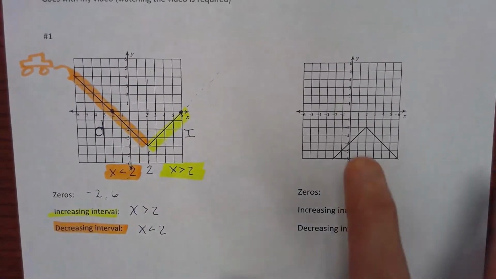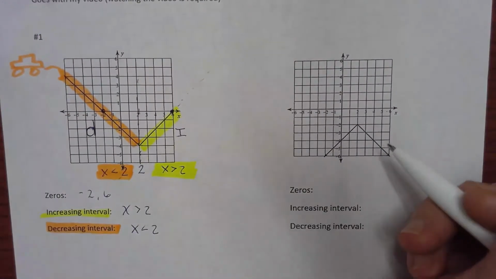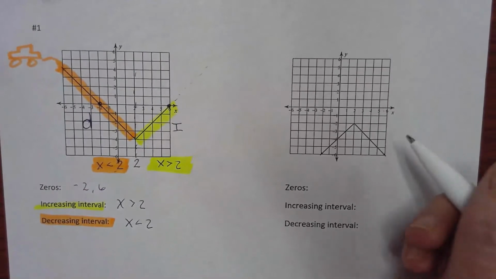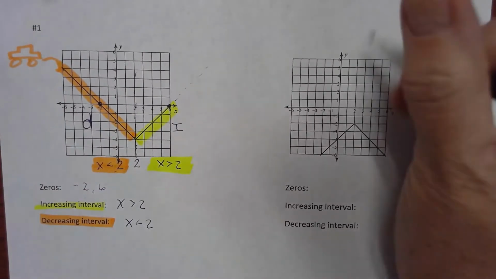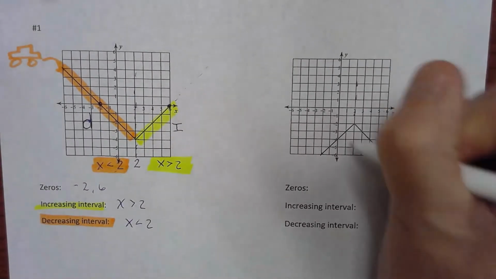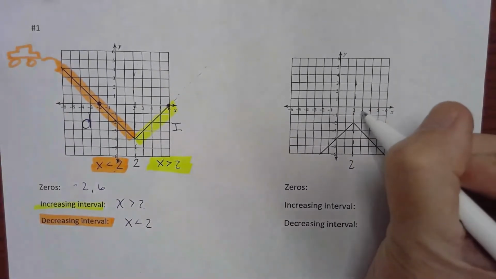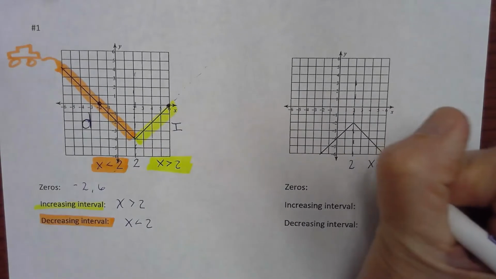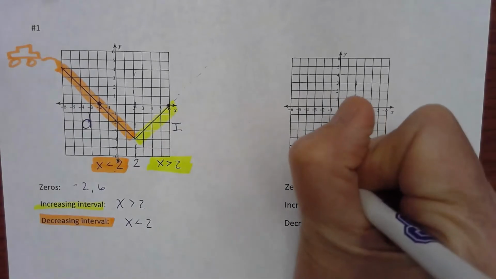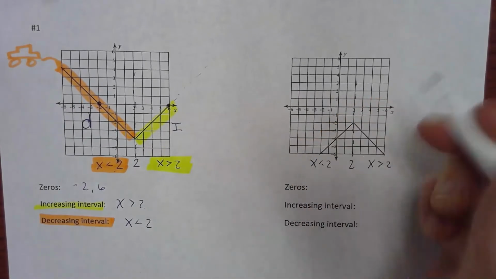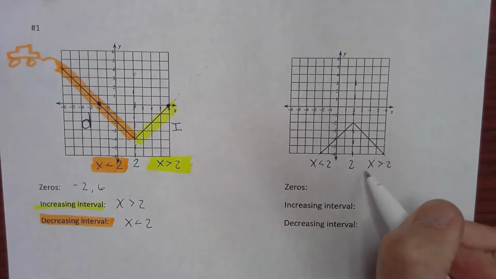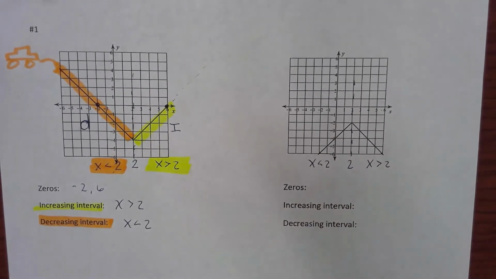Okay, we're going to do a second one. Notice that this graph is turned upside down. However, it appears that the turning point is still at 2. They're not always at 2, but this one is at 2. So if you look at your x values, they're bigger than 2 on this side. They're smaller than 2 on this side. So x is less than 2 over here. x is greater than 2 over here.